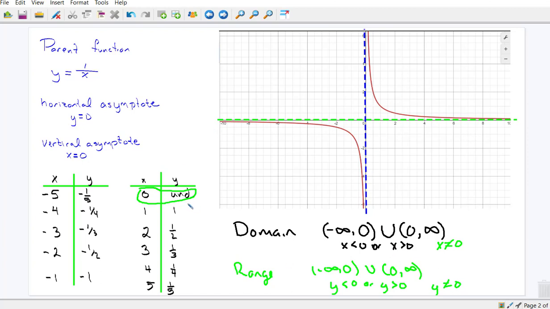It will be undefined where there's asymptotes, and then we'll talk about some other ones later that have holes. We'll be looking at those tomorrow. And when it's a hole, it's also going to be undefined. So let's go ahead and look at some of these transformations.